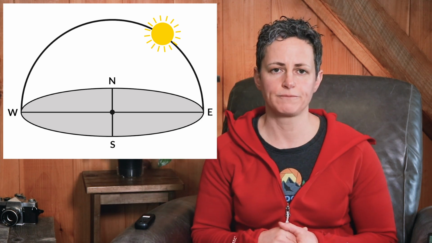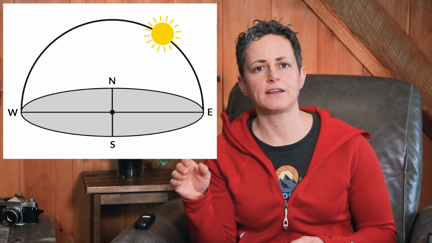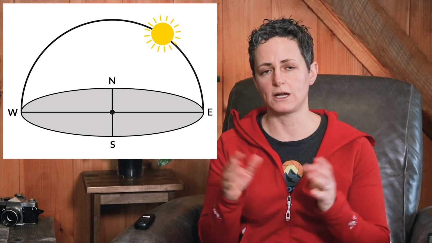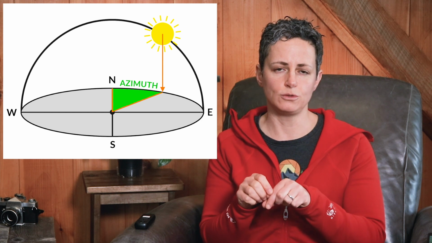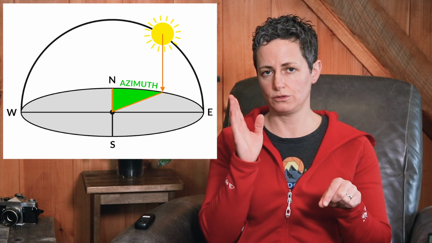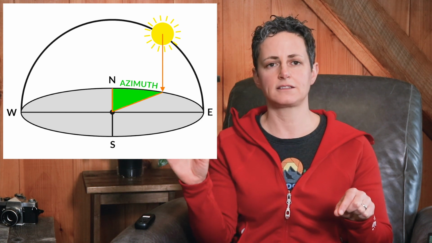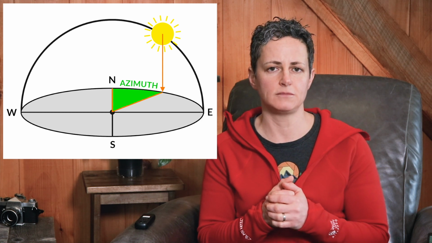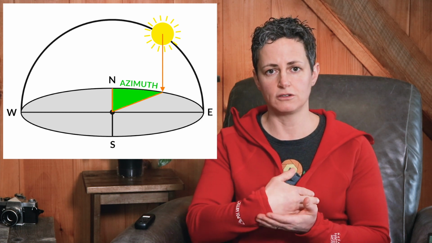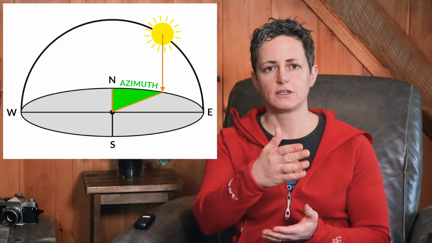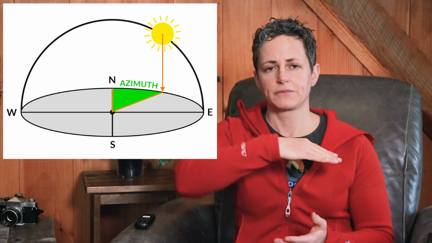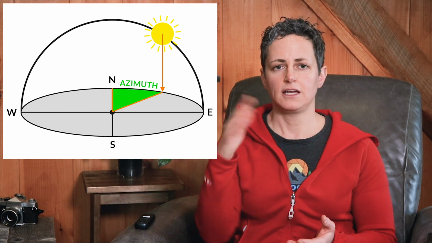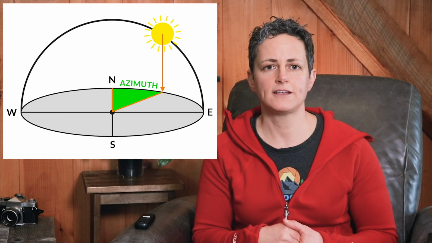Here we have a picture of a horizontal slice through the earth with north, east, south, and west directions shown. The top arc is the path that the sun appears to travel throughout the day. The azimuth is the horizontal measurement that tells you what direction, so north, east, south, or west, that the sun will be at a given time and date. It's measured in degrees, clockwise from north. So north is 0 degrees, east is 90 degrees, south is 180 degrees, and west is 270 degrees.